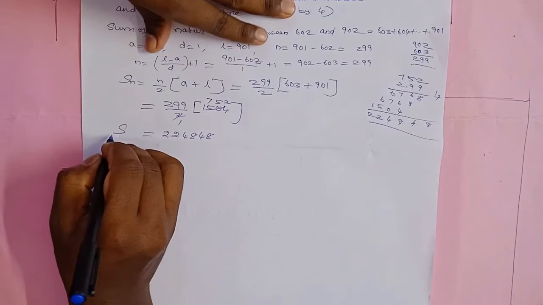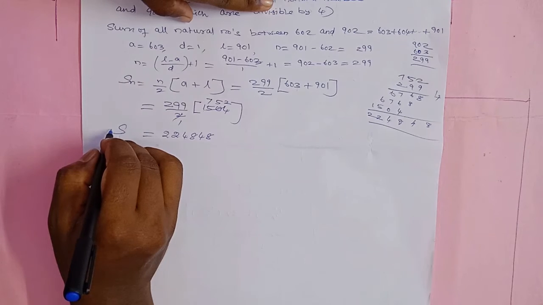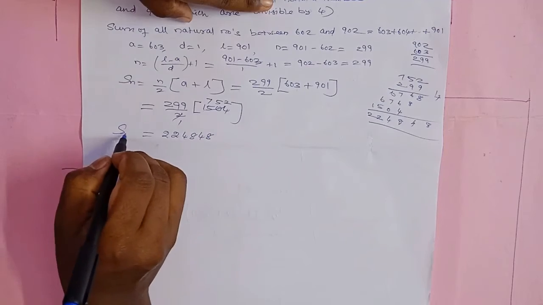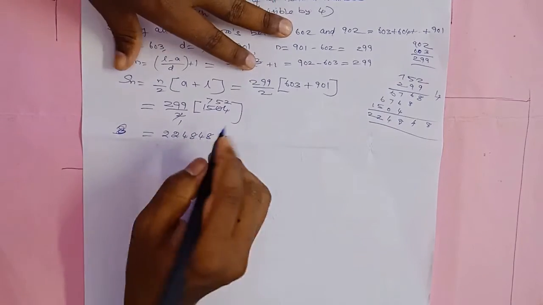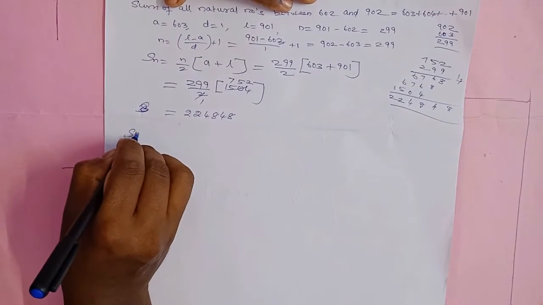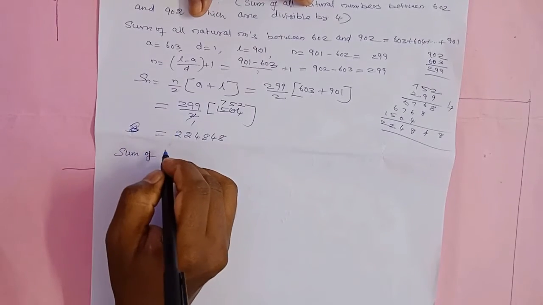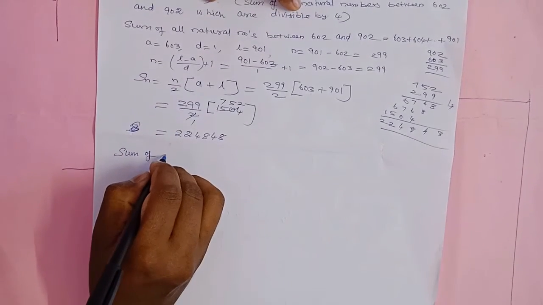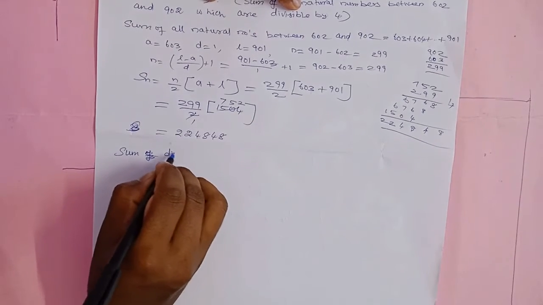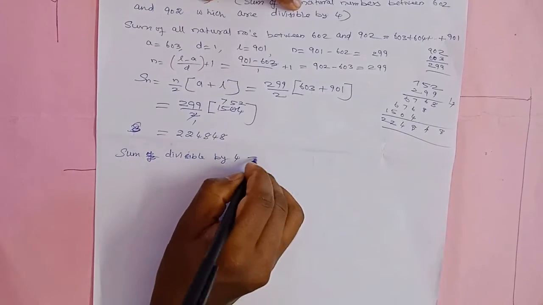This is the sum of all natural numbers between 602 and 902, where the number of terms is 299. Right? This is the sum of all natural numbers between. Now the second part: the sum of all natural numbers divisible by 4. What are the numbers?